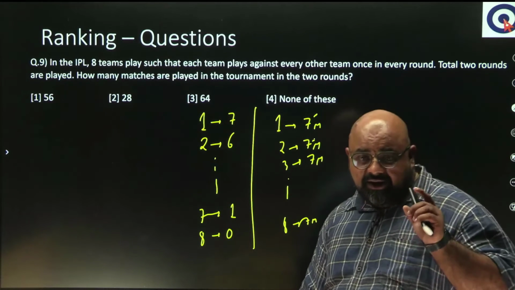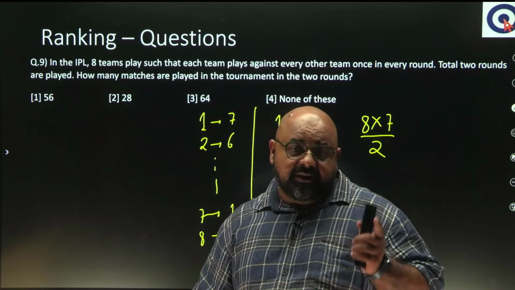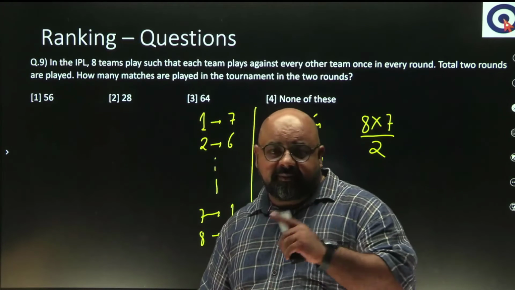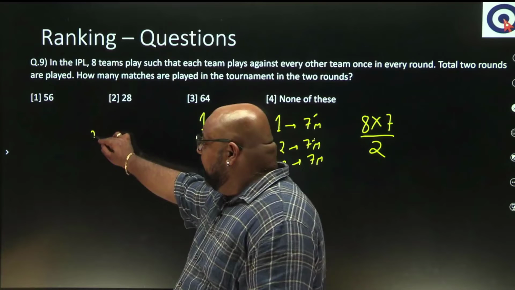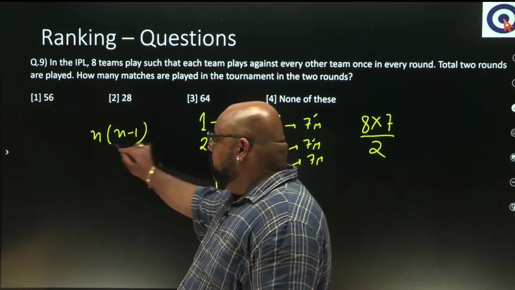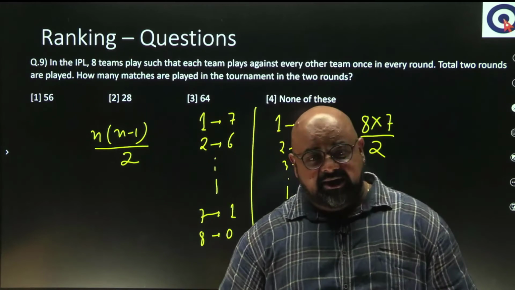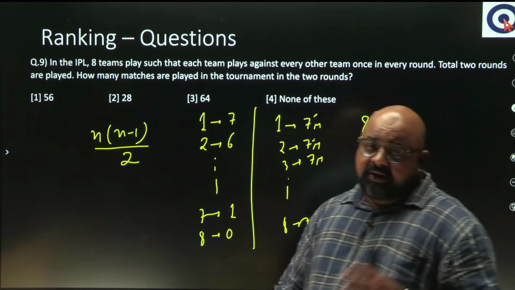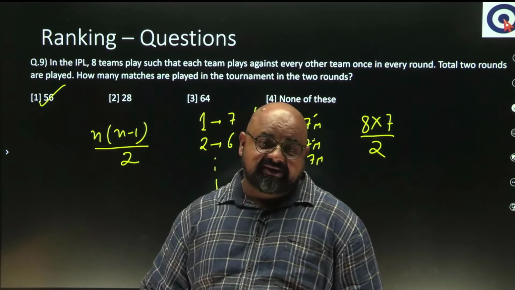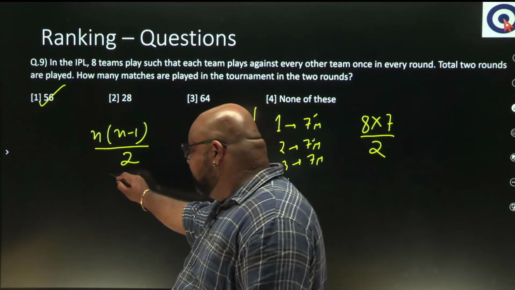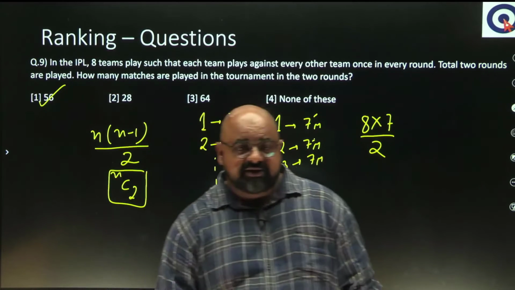So if there are n teams playing with all the other teams once, like n people shaking hands amongst themselves once, the number of handshakes simply is n into n minus 1 by 2. In this case, round 1 will have 28 matches, and because there are 2 such rounds, the total number of matches becomes 28 into 2, which is 56. You can also say that in each round, nC2, permutation combination, number of matches happen.